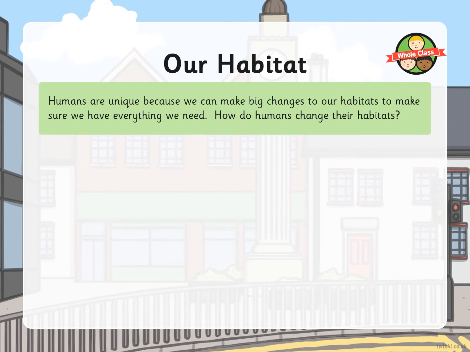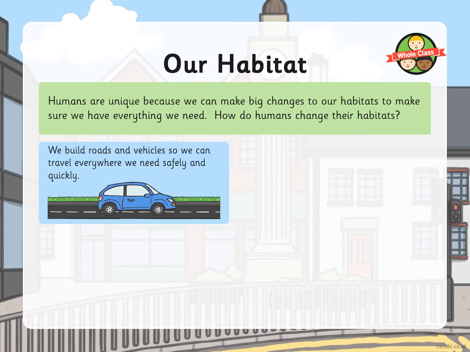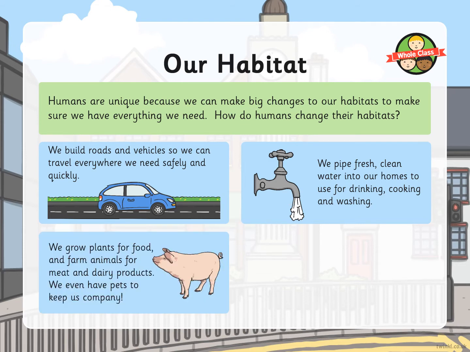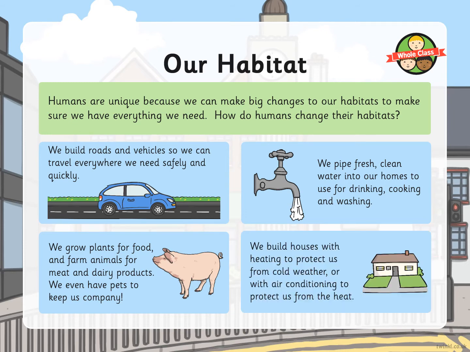Humans are unique. That means humans are special because we can make big changes to our habitats to make sure we have everything we need. How do humans change their habitats? Well, we've built roads and we have vehicles so we can travel everywhere we need safely and quickly. We pipe fresh, clean water into our homes to use for drinking, cooking and washing. We grow plants for food and farm animals for meat and dairy products. And we even have pets to keep us company. We build houses with heating to protect us from the cold weather, or with air conditioning to protect us from the heat.